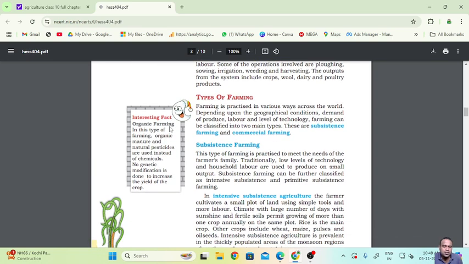Types of farming. There are many types of farming. Farming is practiced in various ways across the world. Depending upon the geographical conditions, demand for produce, labor and level of technology, farming can be classified into two main types. What are those? Subsistence farming and commercial farming.